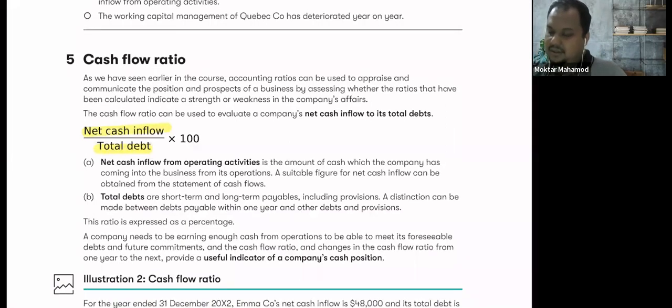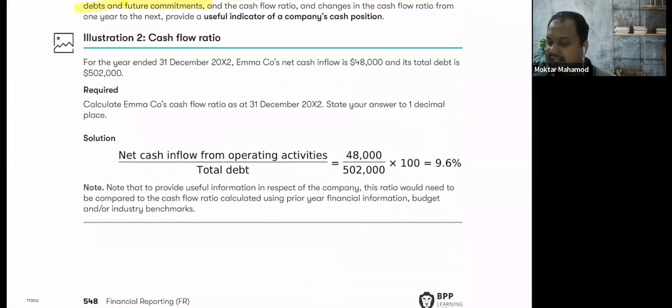Yeah. So this is just to know how your cash flow can meet the total debt if it's necessary to settle them in the future. So net cash inflow from operations and total debt, short-term and long-term debt payable. So we want to see its proportion as a percentage. So they need to earn enough cash from operation to meet its foreseeable debt for the future commitment. So this is the objective. And this is the illustration.